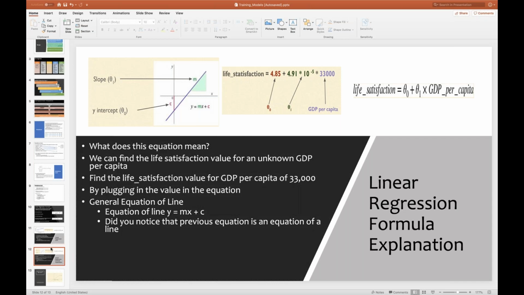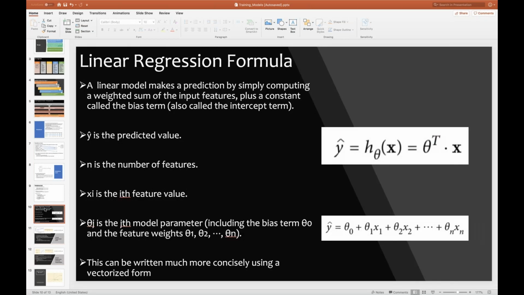One more thing I want to highlight here is notations. So y is your predicted value, n is the number of features. There I said m, here I'm saying n. So m or n doesn't matter. It is the number of instances. X of i is the ith feature value. Theta of j is the jth model parameter. Now again, model parameter means theta of 0 and theta of 1.